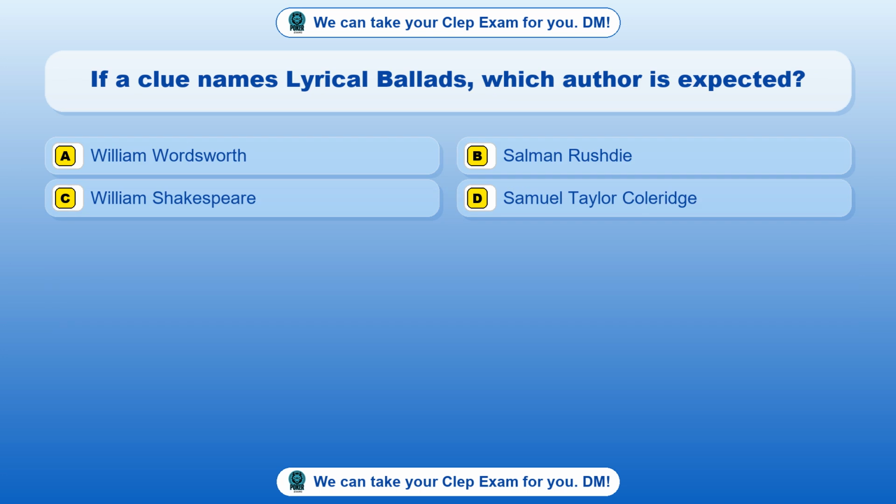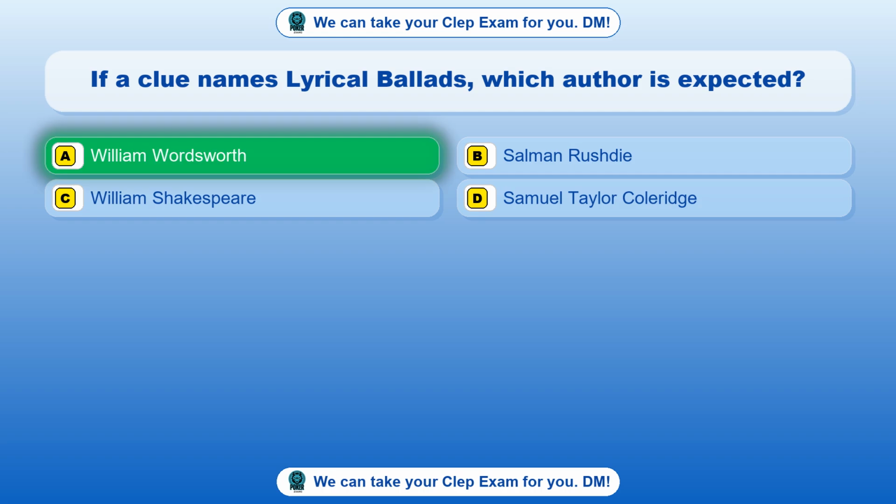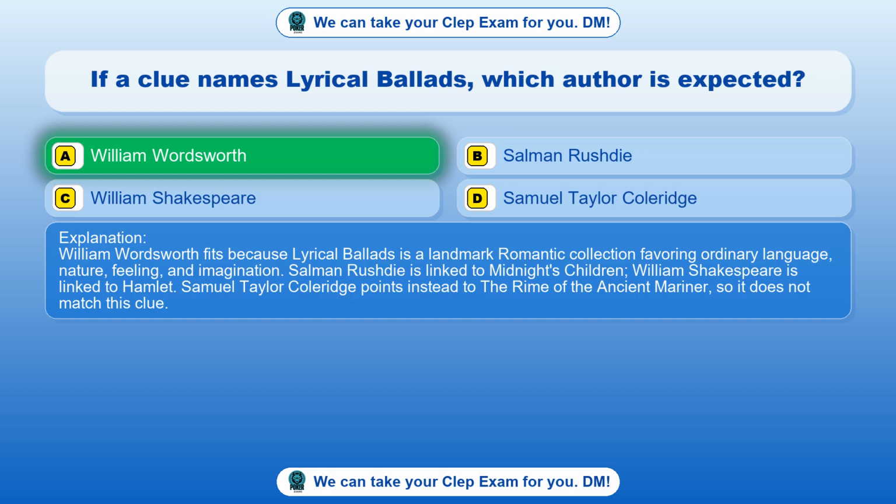Question 96. If a clue names Lyrical Ballads, which author is expected? Option A. William Wordsworth. Option B. Salman Rushdie. Option C. William Shakespeare. Option D. Samuel Taylor Coleridge. The correct answer is option A. William Wordsworth. William Wordsworth fits because Lyrical Ballads is a landmark romantic collection favoring ordinary language, nature, feeling, and imagination.